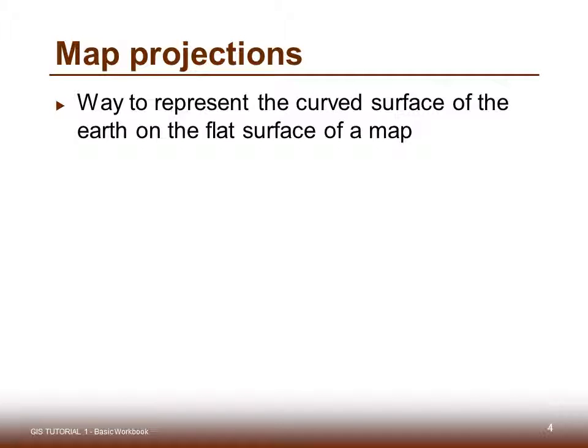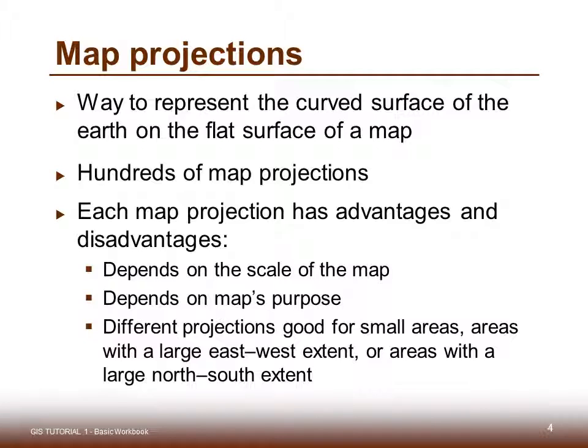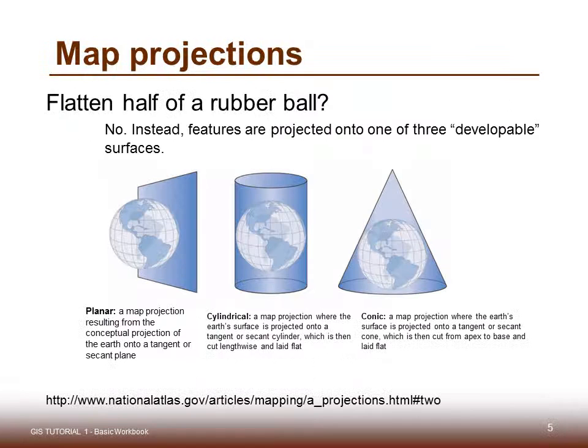A map projection is a way to represent the curved surface of the Earth on a flat surface of a map. The basic problem is that it's impossible to represent a three-dimensional surface in two dimensions without having some kind of distortion. So as a result, there are hundreds of map projections, and each map projection has its own advantages and disadvantages. Each one depends on the scale of the map's purpose, and different projections are good for small areas with a large east-west extent, or areas with a large north-south extent. And this has to do with what kind of distortion can be tolerated for the purposes of the projection.